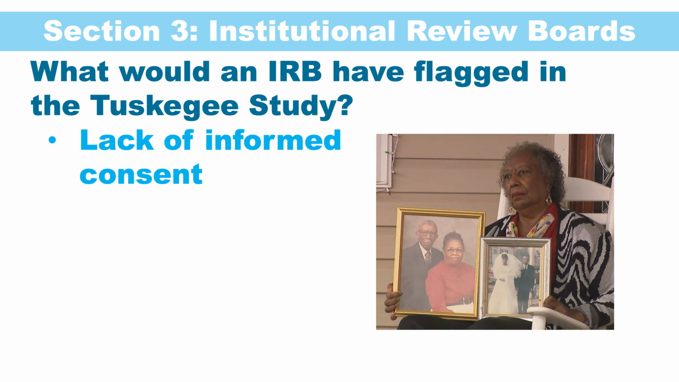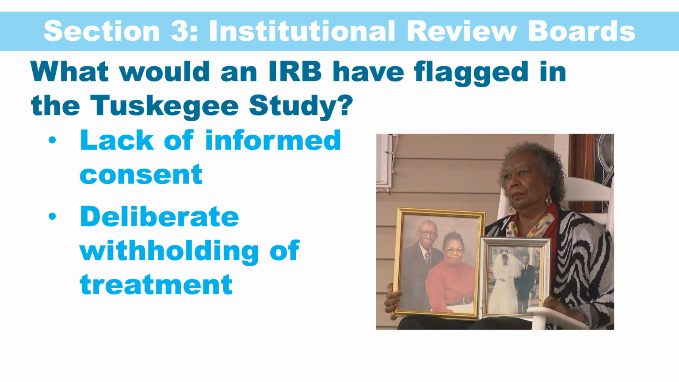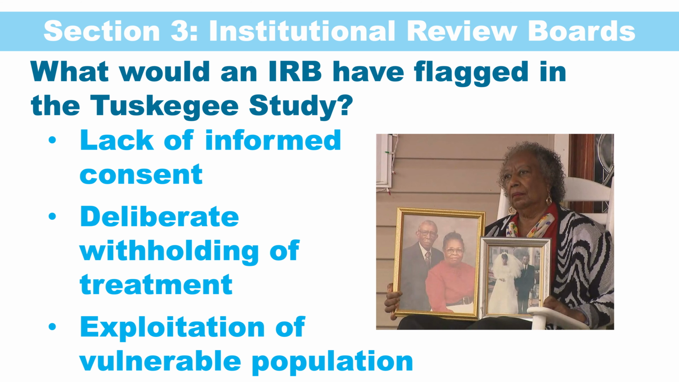No research involving human participants can proceed without IRB approval. Why is this oversight so critical? Let's revisit the Tuskegee syphilis study for context. If an IRB had existed during that time, it's likely the study would have never been approved. The IRB would have flagged the lack of informed consent, the deliberate withholding of treatment, and the exploitation of vulnerable populations. IRBs are a safeguard against such ethical abuses, ensuring that participants' rights and dignity are protected.